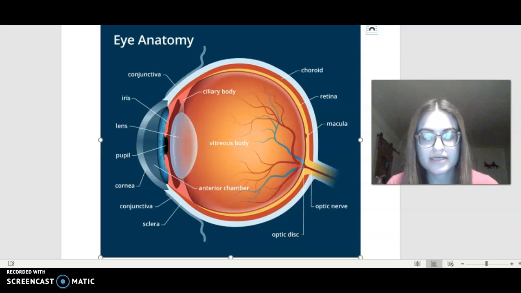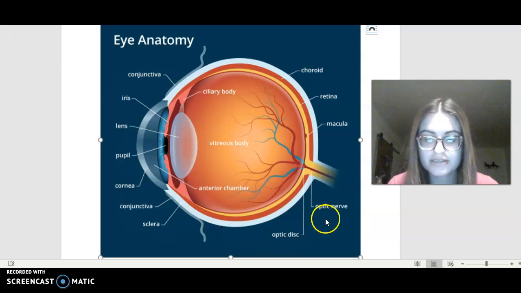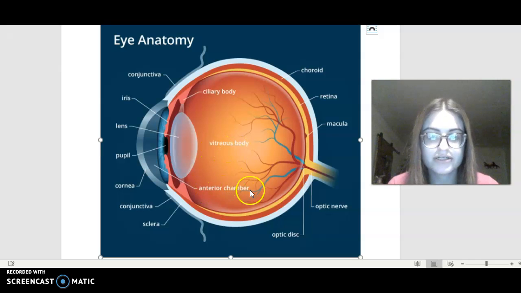Today we are going to be discussing the anatomy of the eye. The eye consists of the conjunctiva, ciliary body, the iris, the lens, the pupil, the cornea, the sclera, the optic disc, the optic nerve, the macula, the retina, the choroid, the vitreous body, and the anterior chamber.